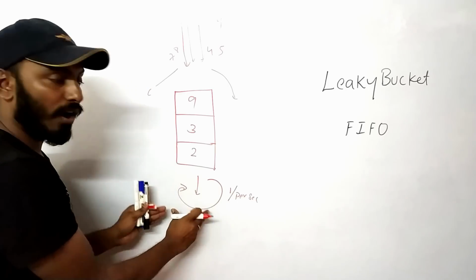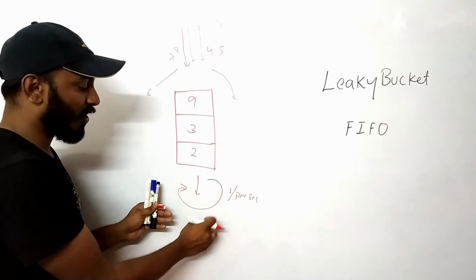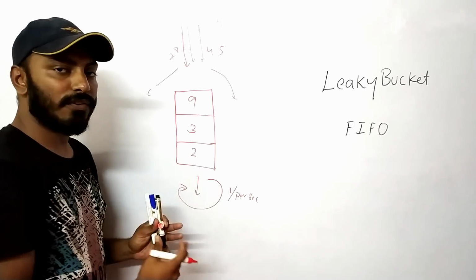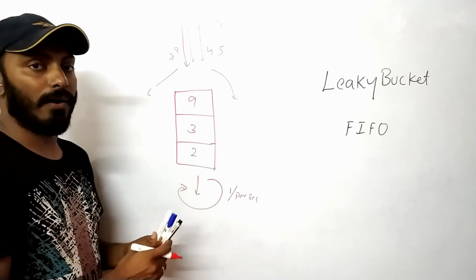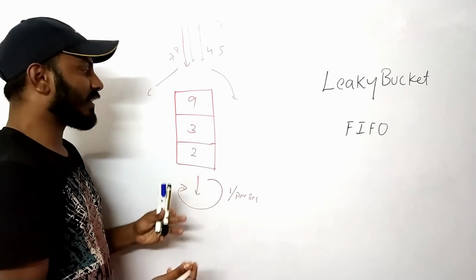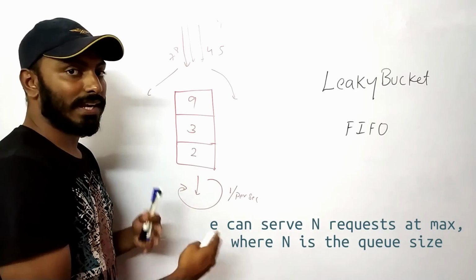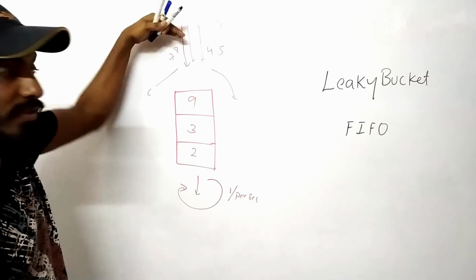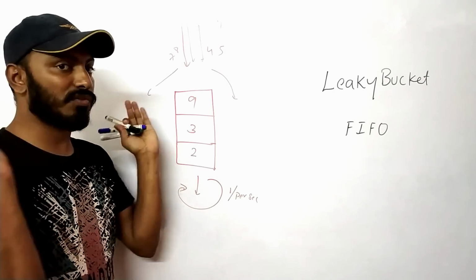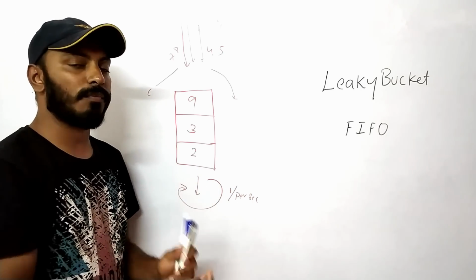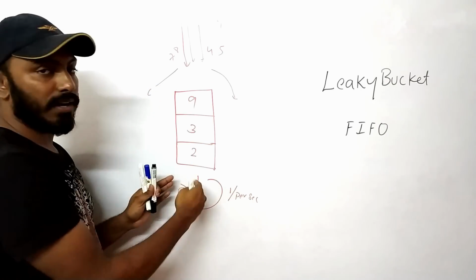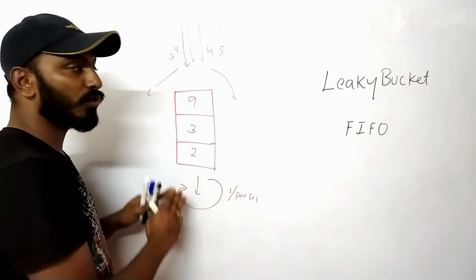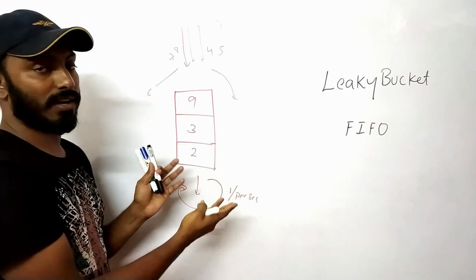So since on the other end of the bucket we are processing the request at a constant rate, at any given point of time we only serve three requests. That way, even though we are getting a burst of requests, thousands of requests at any given point of time, because of this kind of design, our servers are not affected. So that will smoothen out the burst traffic.